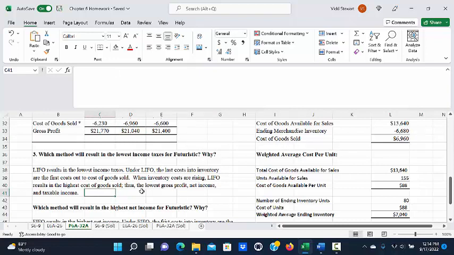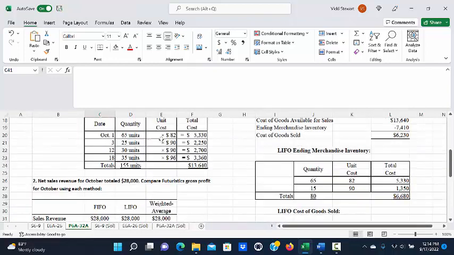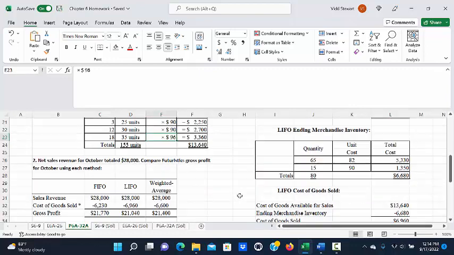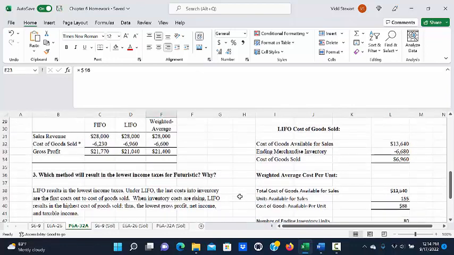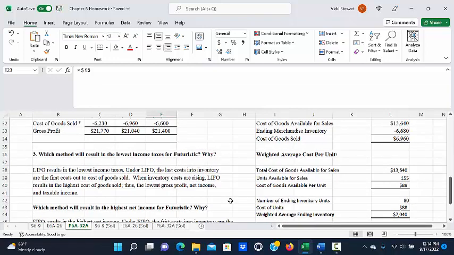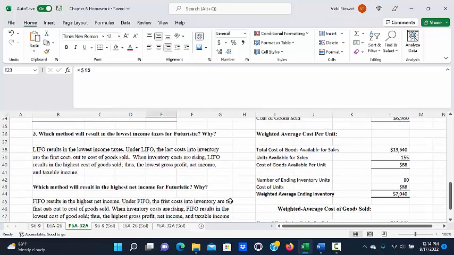So we know that when our prices are rising, which they were, we can look at this and we can see that they were rising from $82 to $96, then LIFO will produce the lowest gross profit, and that would mean the lowest income taxes. And then it asks us which method will result in the highest net income for Futuristic and why.